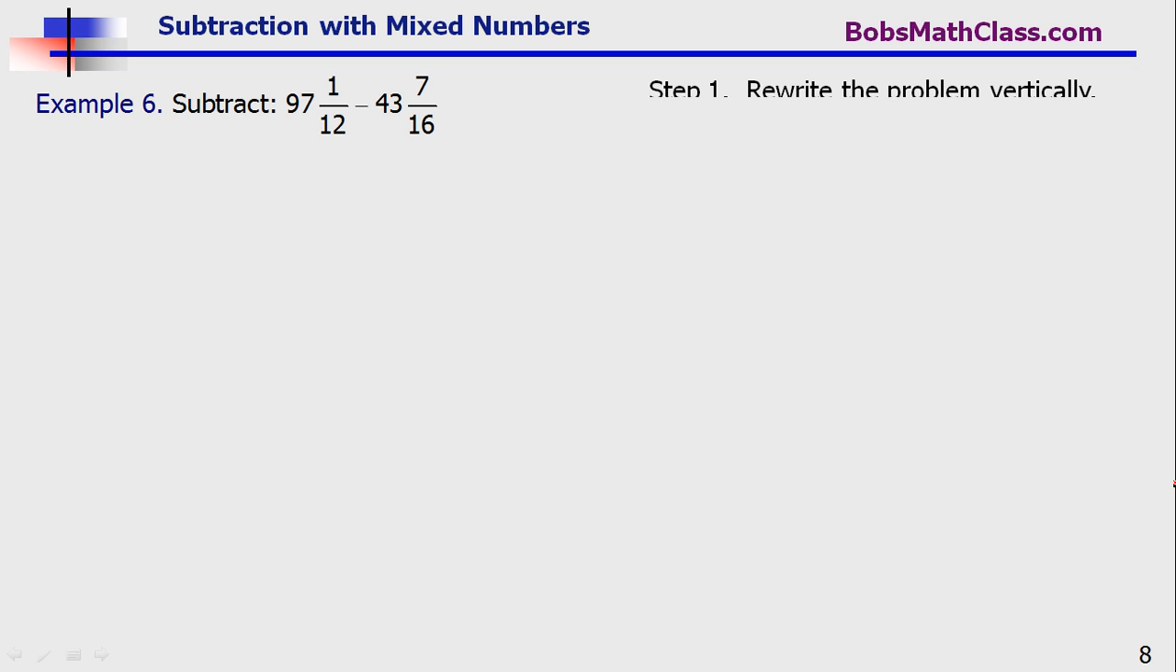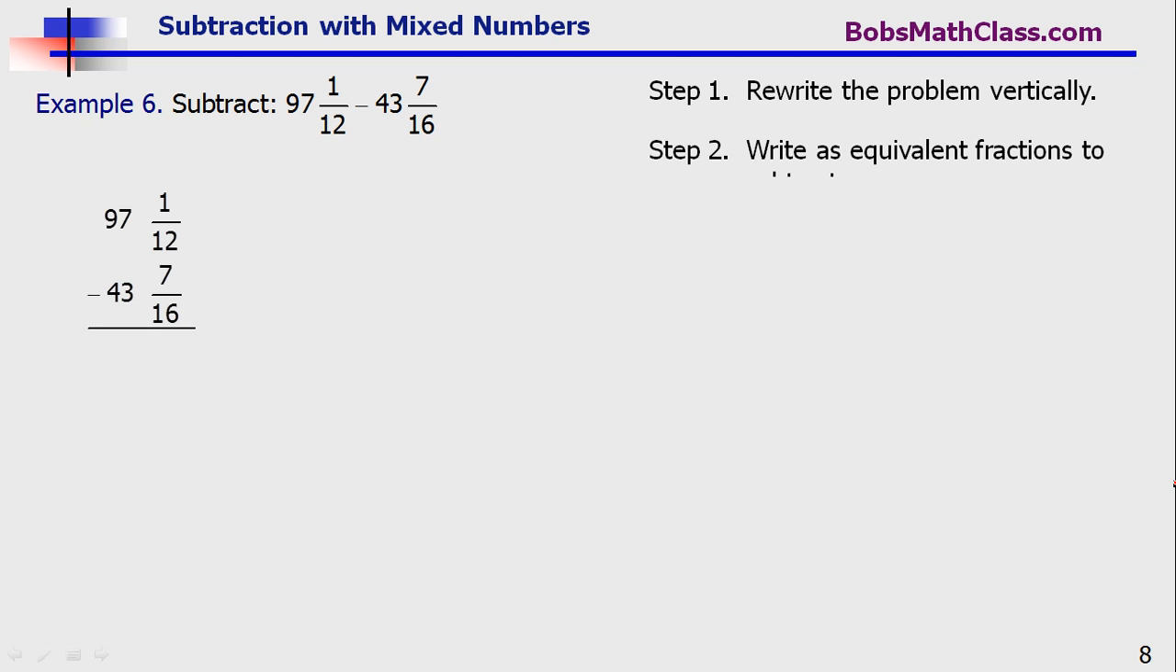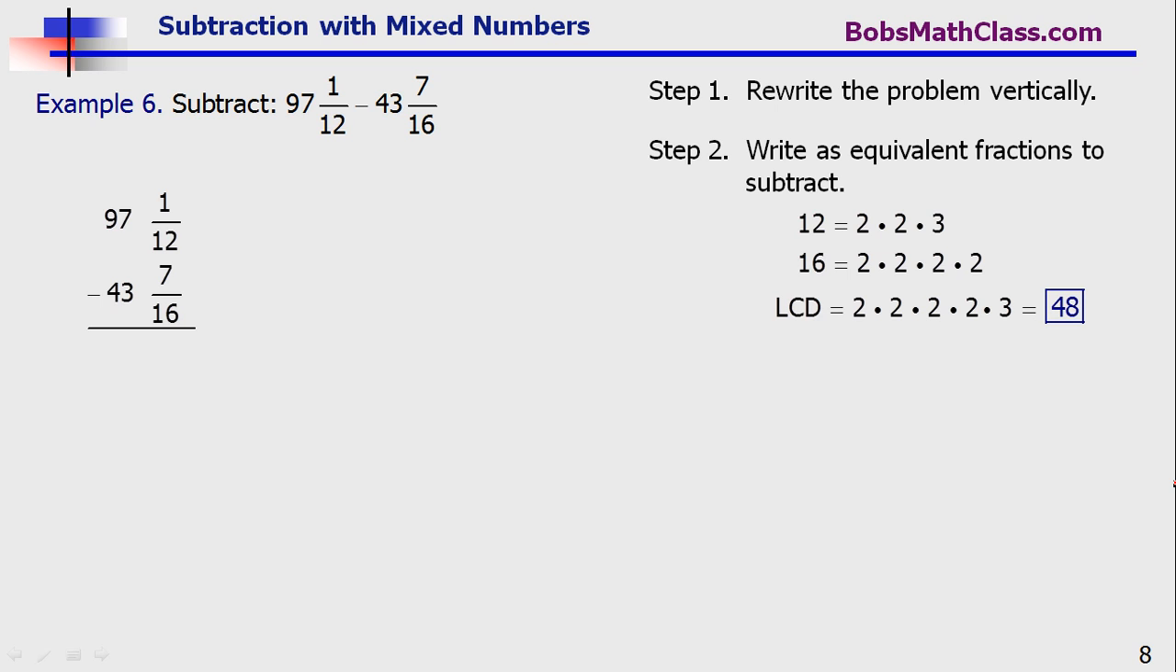Okay, here we go. So step one, write it vertically. We're going to have to write it as equivalent fractions to subtract. So 12 is 2 times 2 times 3, and 16, there's 4 2's. So our LCD, we're going to have 4 2's and 1 3, which gives us 48.